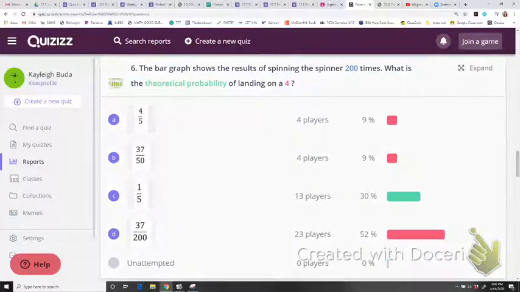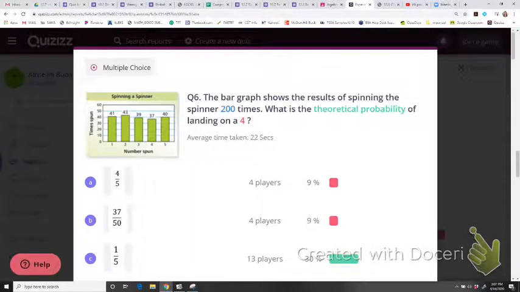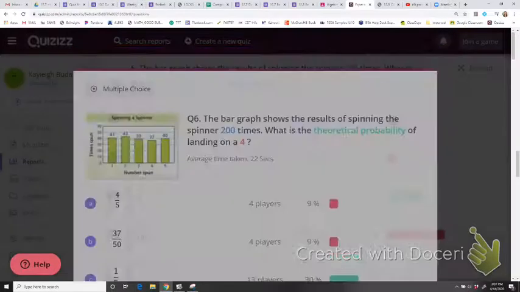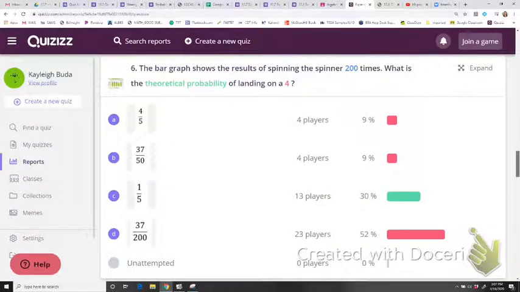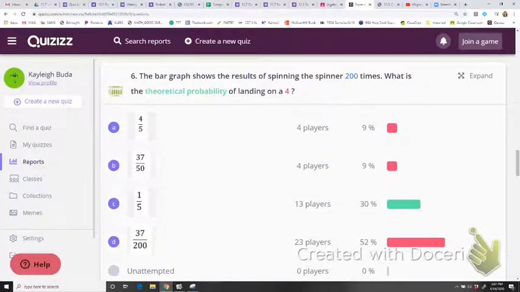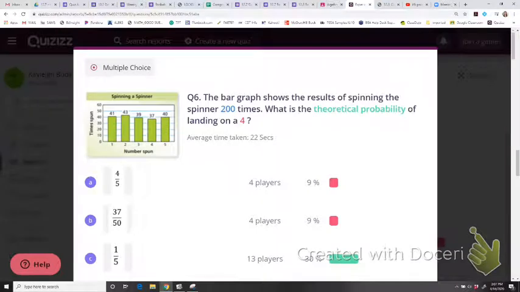Number 6, I want the theoretical probability of landing on a 4. So I really don't care what happened in the experiment, but in the long run, what should happen. And if you have a spinner with equal spots, it should land on the 4 1 out of every 5 times. Those that chose 37/200, let me look back at here. That would be the experimental probability of landing on a 4, but in theory it's 1/5.